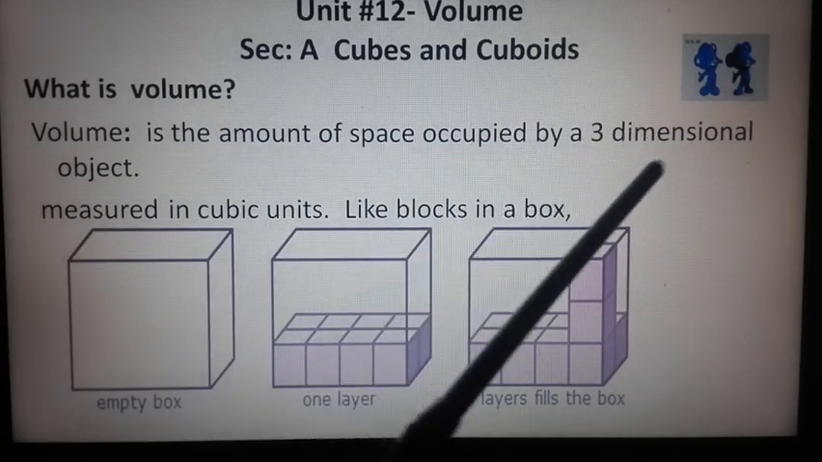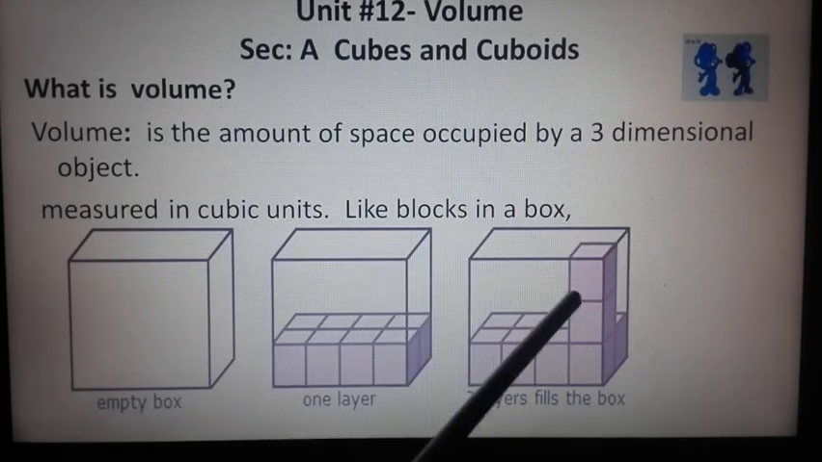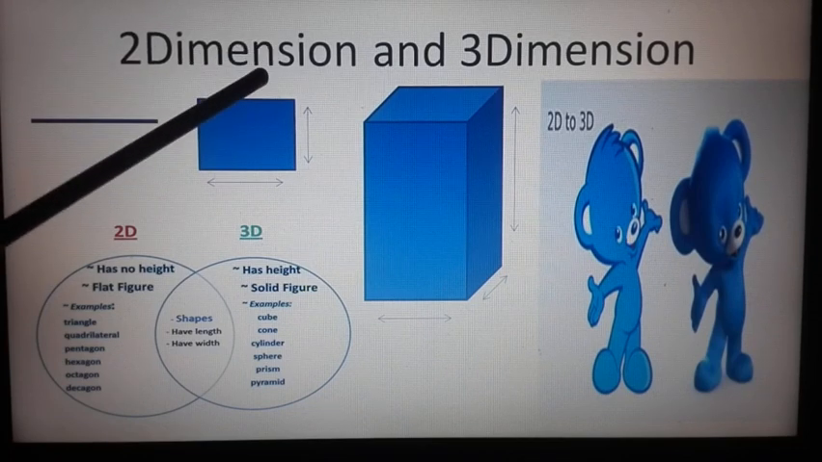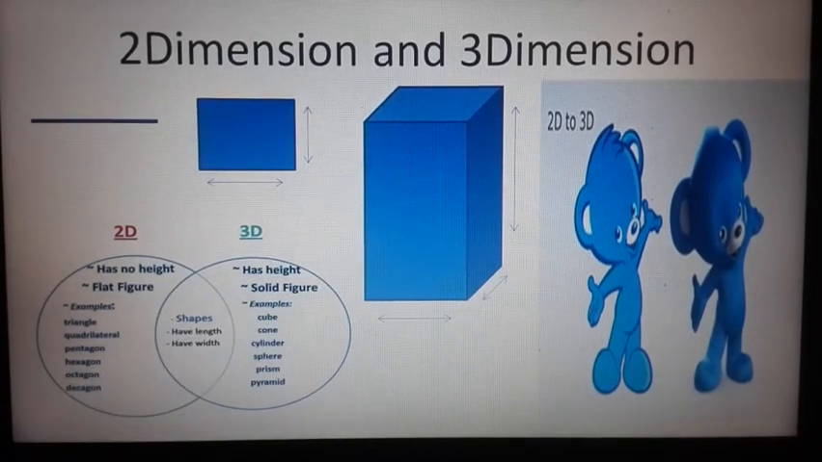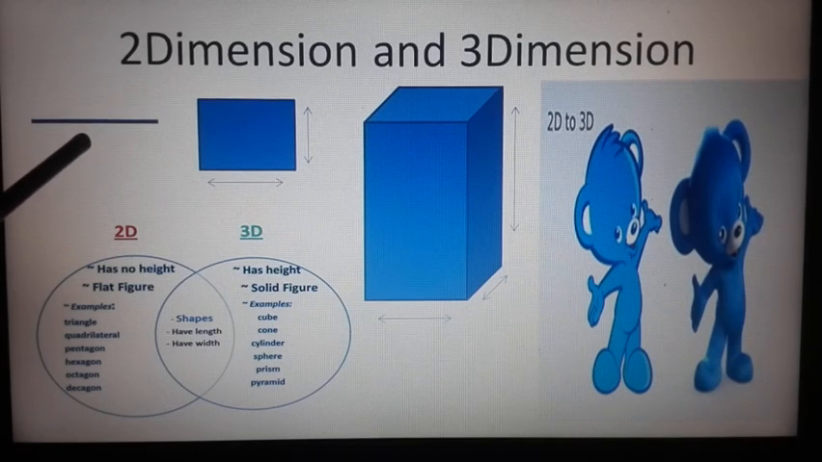Now, let me explain what 3D, three-dimensional, means. With the help of the picture, I will explain it to you. So, 2-dimension and 3-dimension. For example, when I say to draw a 2 centimeter or 3 centimeter line in your notebook, you will draw like this. In this one, only the length is showing. There is no width, there is no height. It's a one-dimension figure.